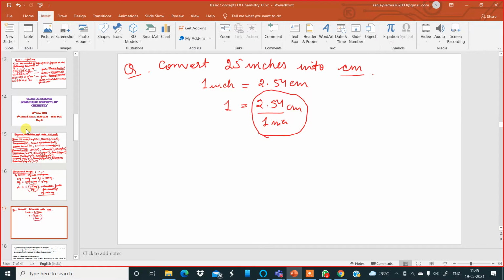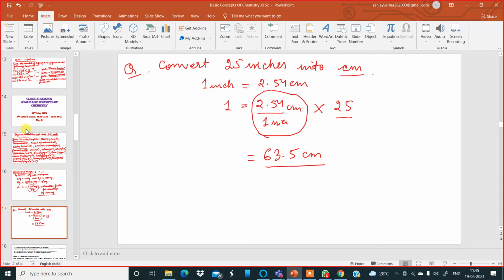So what will you do? You'll multiply this by 25, no? If you multiply this by 25, you will get the answer in centimeters, because you have to convert 25 inches, isn't it? If 1 inch is 2.54, 25 inches will be 2.54 into 25. So how much are you getting? Tell me somebody. 63.5 centimeter. Exactly, correct. So this is how you're going to convert.